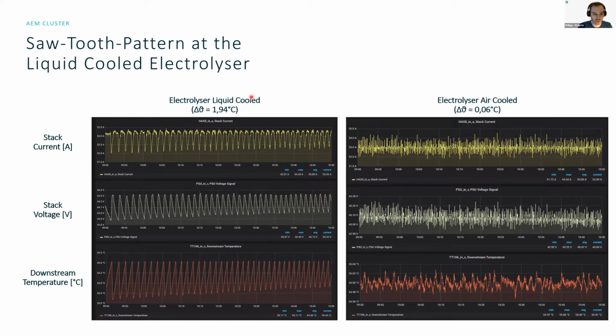So that's a delta of 1.94 degrees, while the temperature on the air-cooled side is way more stable at 0.6 degrees. But that's all in the range. What we can see is that we have this typical sawtooth pattern on the liquid cooled versus a more random pattern on the air cooled, let's say.